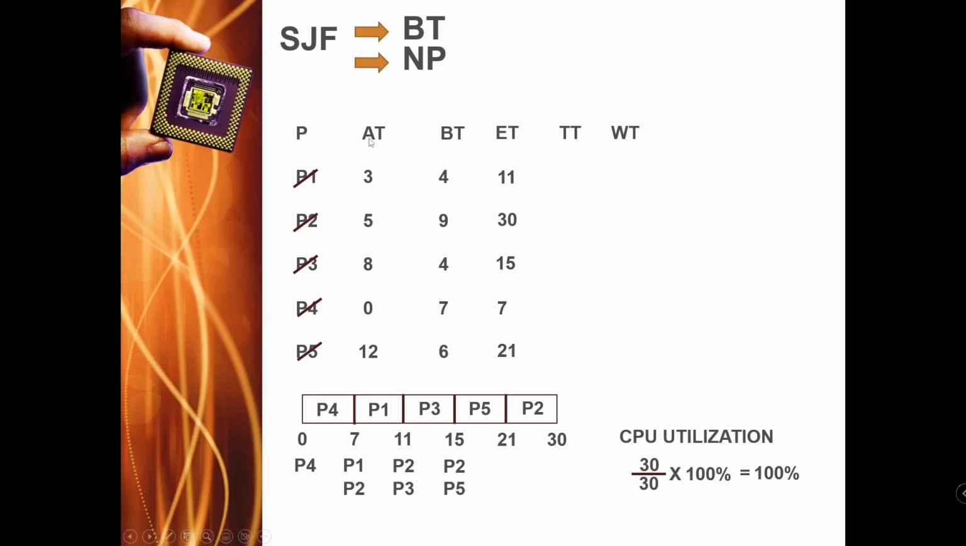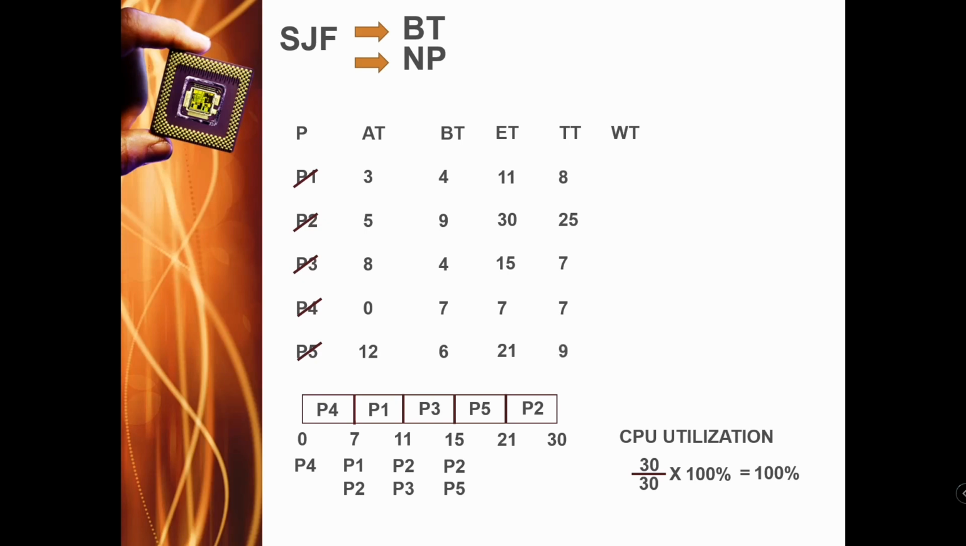Ito. And then, for the turnaround time, ang computation lang yan is yung end time or completed time minus arrival time. So, let's try to compute the turnaround time. So, for the process 1, 11 minus 3 is equals to 8. Then, 30 minus 5 is equals to 25. And 15 minus 8 is equals to 7. 7 minus 0 is equals to 7. And 21 minus 12 is equals to 9.